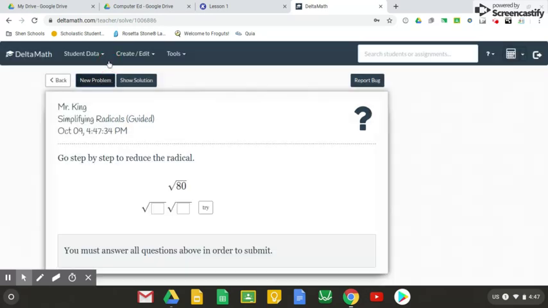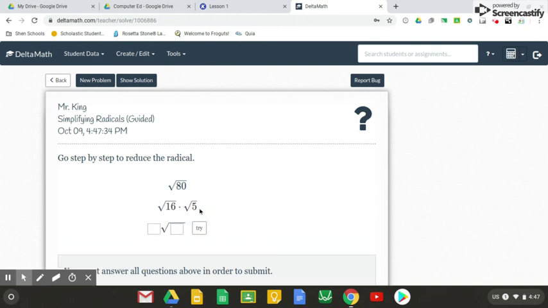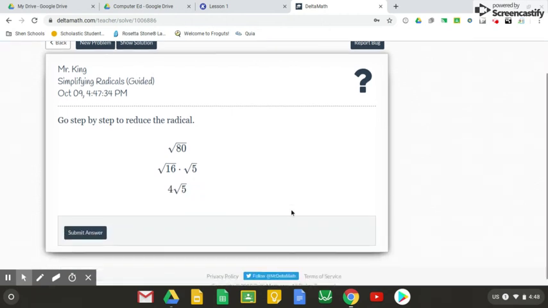All right, let me show you a different one, like this one, 80. The largest one for this one, see, it takes some time. I got 16 and 5 multiplied to 80. So I'm going to try that. And then I take the square root of that, which is 4 radical 5. I hit try, and you get the submit answer. So you're all set.